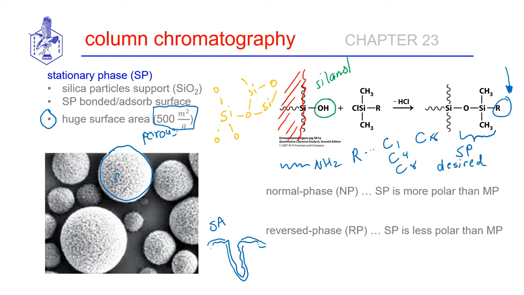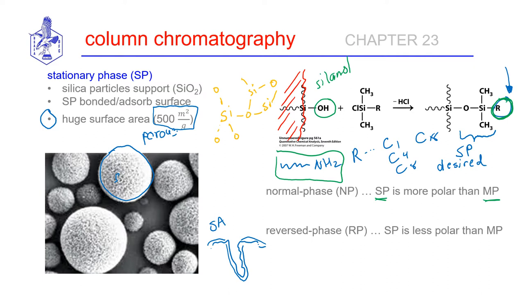When we do column chromatography, it's referred to as either normal phase or reverse phase. That has to do with the property of the R group that we're putting on here. If our stationary phase is more polar than the mobile phase, for instance, if that R group was this one with an amine group sticking out, that would be pretty polar, and if my mobile phase was an organic solvent, we would be conducting chromatography with a normal phase.